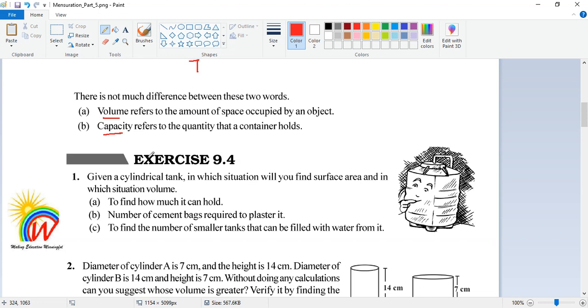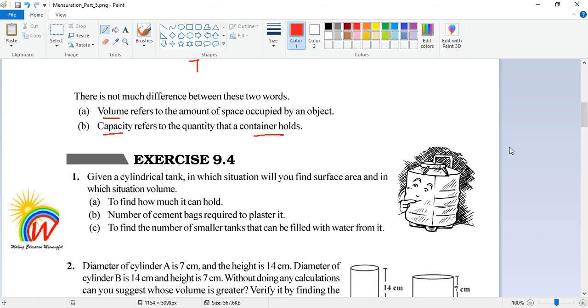Capacity refers to the quantity that a container holds. If I give you a box and ask how much water you can fill in that box, that is called the capacity, how much water it holds. Basically both of them mean the same. Mathematically, when you solve it, volume and capacity use the same formula. Using the same formula you get both. Depending upon the sentence and the usage, we use the word volume or capacity.